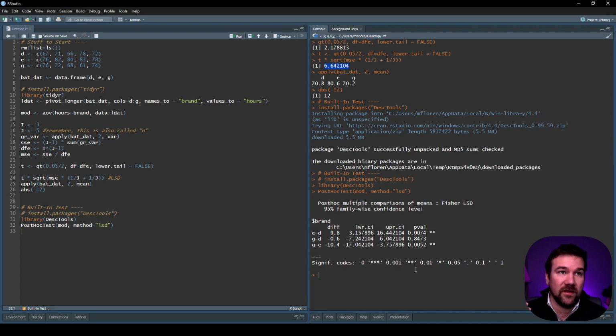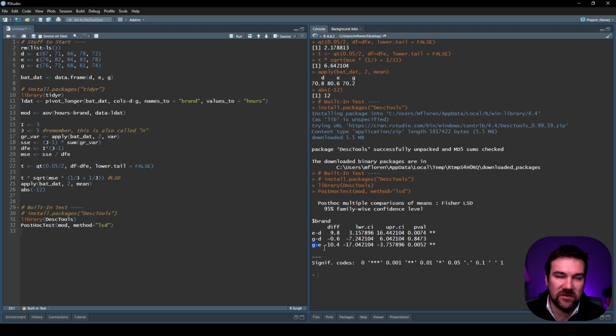I believe in our lecture notes, we do show how we report that in the APA format, and I have the p-values, which is enough for me to make decisions on the significance of any comparison. E minus D and E and G are both significantly different, with E being bigger than both of those. And again, how do I know E's bigger?